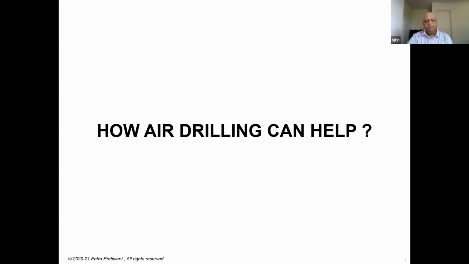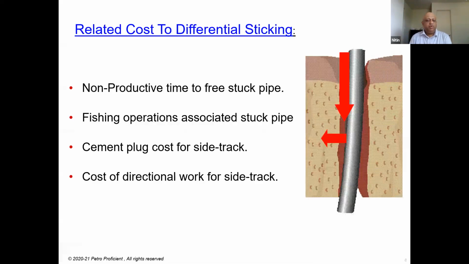So how can air drilling help? Now, another issue that we have seen when we have a low pressure formation and you have excessive pressure in the well is a phenomenon called differential sticking. Normally what happens is your pipe gets stuck against the wall of the well, and if that happens, you need to free the pipe by applying overpull. And this is another non-productive time that we are talking about here: the non-productive time associated with stuck pipe.